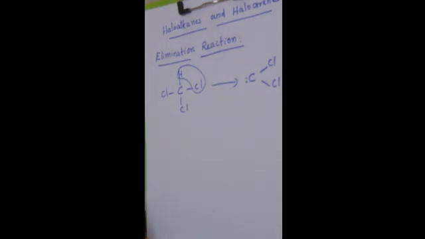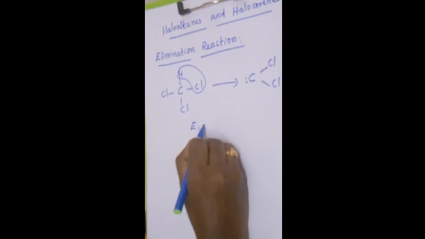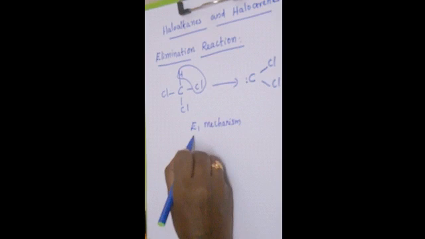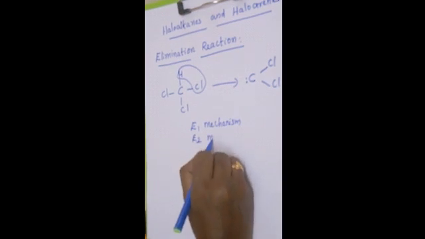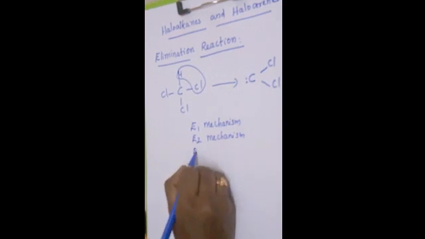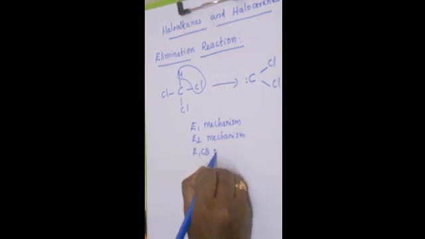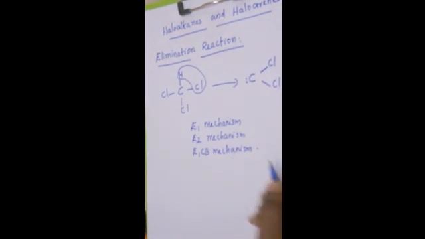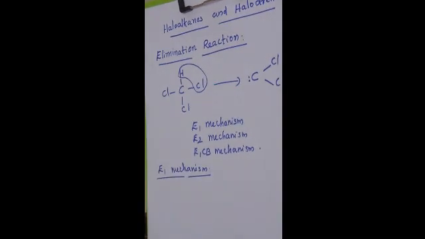Elimination reactions mainly proceed by three types. They are the E1 mechanism, the E2 mechanism, and the E1CB mechanism. First we see the E1 mechanism.